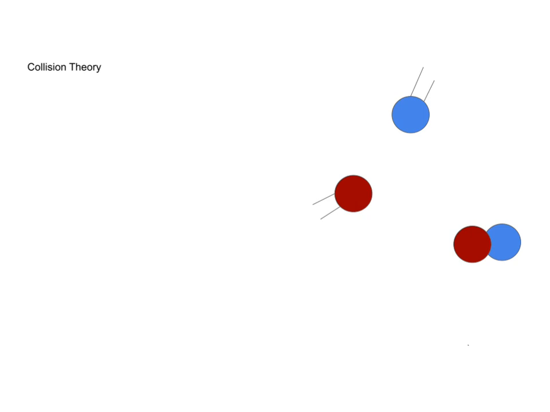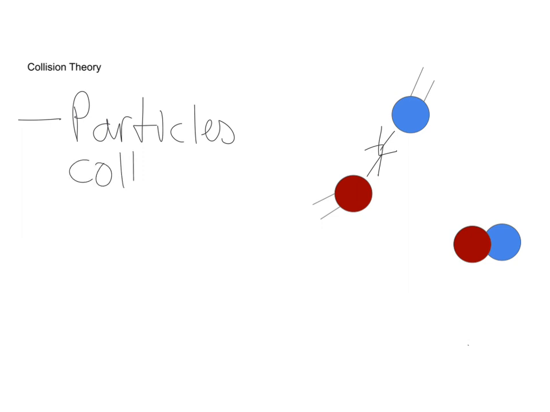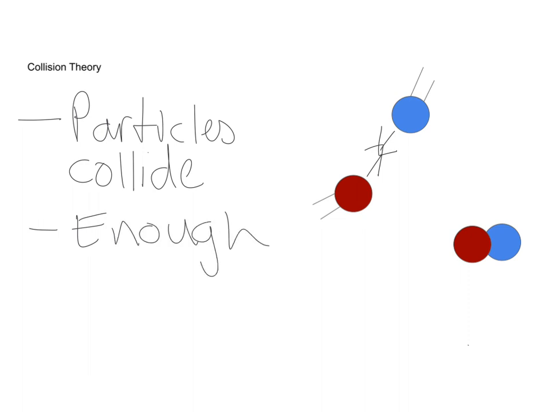Hi everyone, so today we're going to have a look at collision theory. So for a reaction to take place, two particles need to collide. And they need to collide in the right orientation and with enough energy to break the bonds. So we need particles to collide. We need them to have enough energy. We also need them to be in the right orientation.